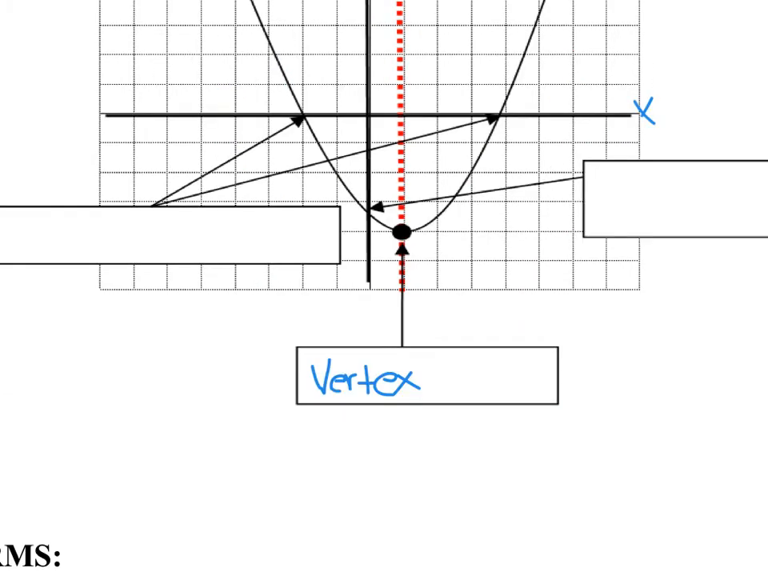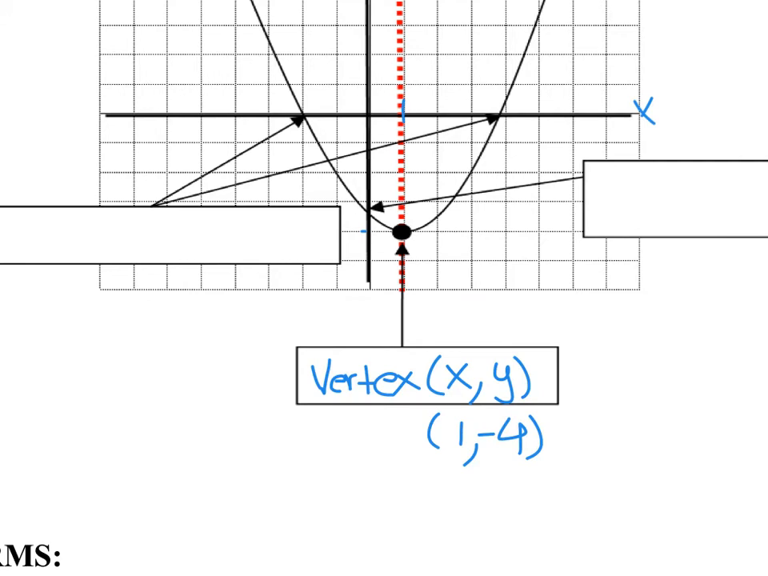That vertex is a point that consists of an x and a y value. So if I asked you for the vertex of this graph that's given to you above, you would say that the x value is 1 and the y value is -4. And that would be my vertex.